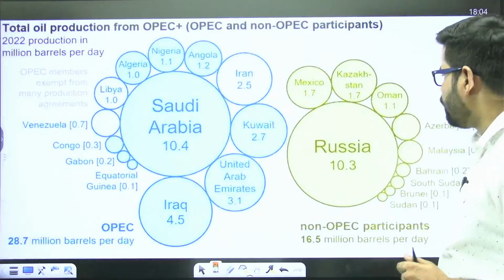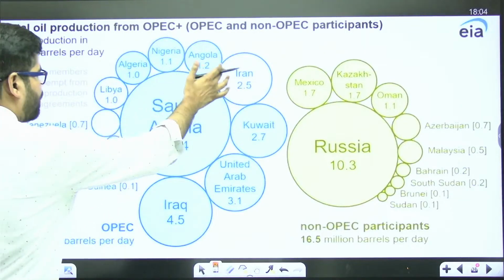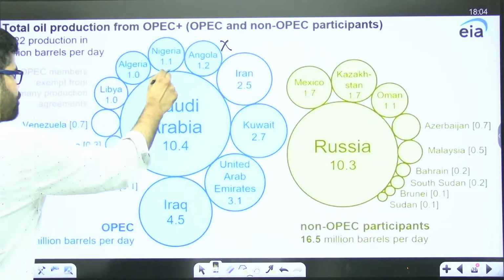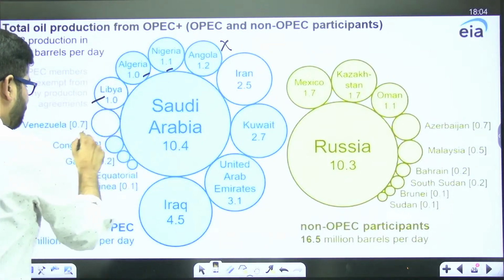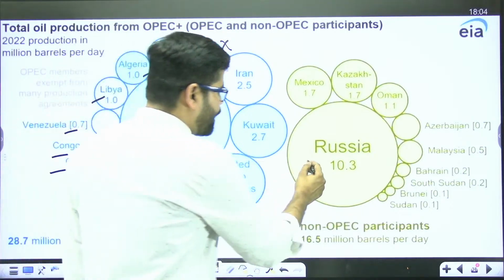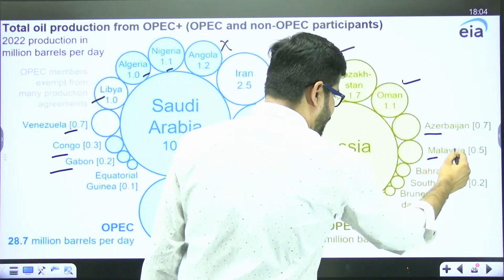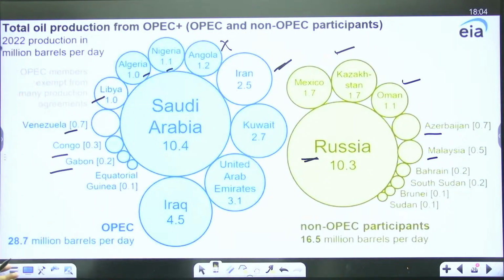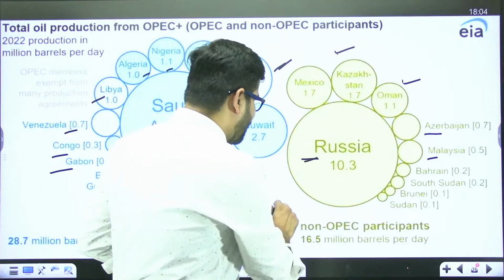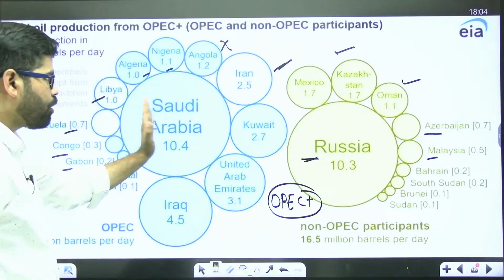In this part, we have Saudi Arabia, Iran. Angola was there, but now it is not part of it. It has quit. Nigeria is there, Algeria, Libya, Venezuela, Congo, Gabon, etc. On this side, we have Russia, Mexico, Kazakhstan, Oman, Azerbaijan, Malaysia, Bahrain, etc. If we combine them together, they become OPEC plus.